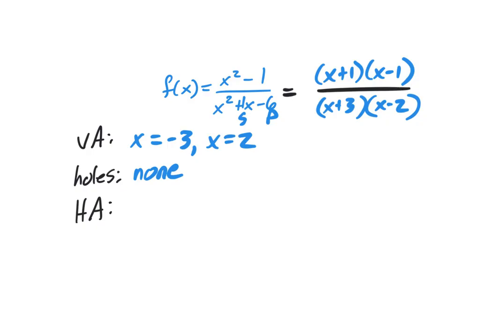Horizontal asymptote, I would go back and look at your original equation, the way it's written, because that's the easiest one to determine what my degree is. In this case, the degree on top and bottom are both 2, so the degrees on top and bottom are the same. If they're the same, we're going to divide our leading coefficients, which are both 1. So this would be y equals 1 over 1, which is really just y equals 1.